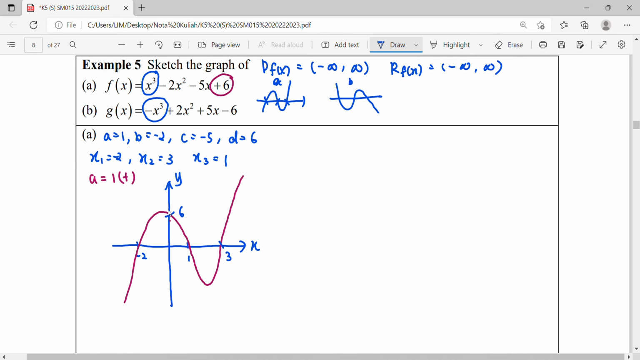So lastly, double check whether you have your labeling or not: x-axis, y-axis, and your function. Write down your function. So I label here f(x) equals x cubed minus 2x squared minus 5x plus 6.